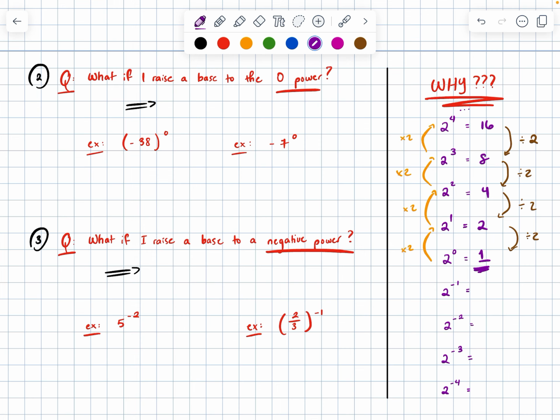This is, in fact, our second law of exponents. It says that if I take any number, we'll call it a, and I raise it to the power of 0, no matter what the value of a is, this exponent will always work out to 1. With this idea in mind, simplify your next two. Negative 38 to the power of 0, negative 7 to the power of 0. What are each of these going to work out to? Go, 30 seconds.